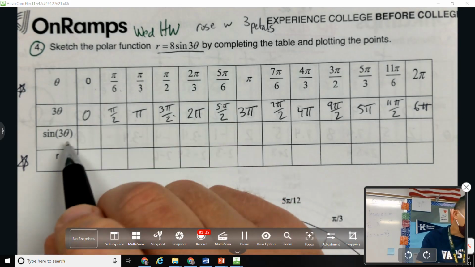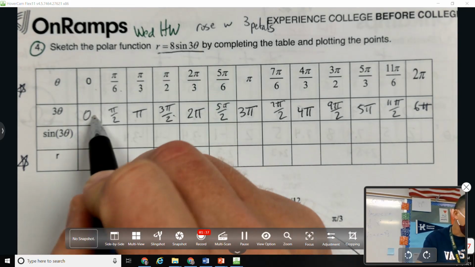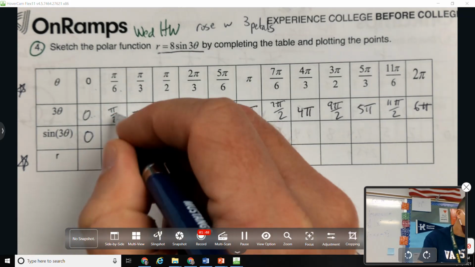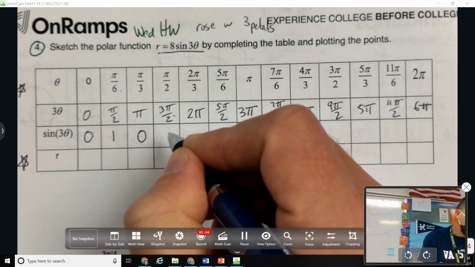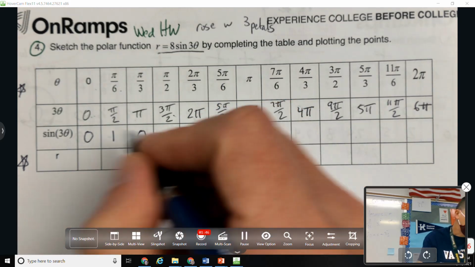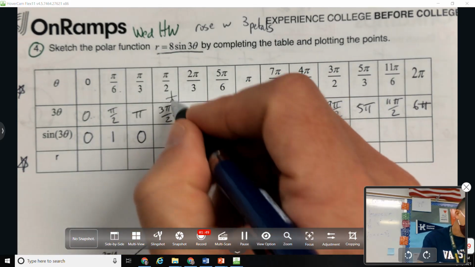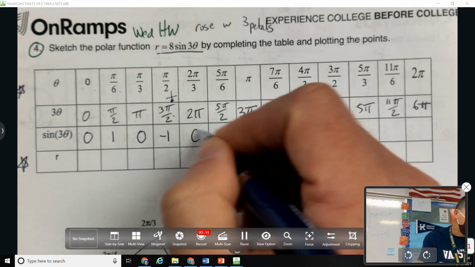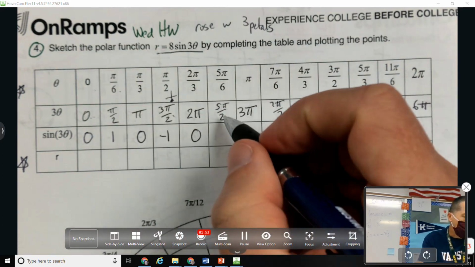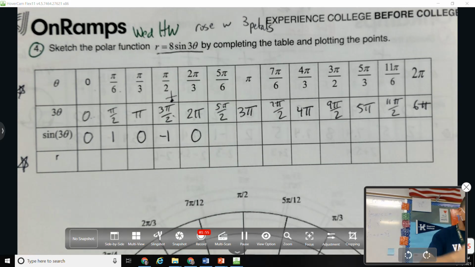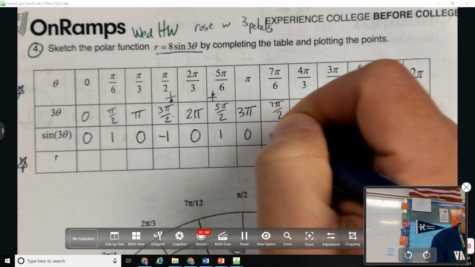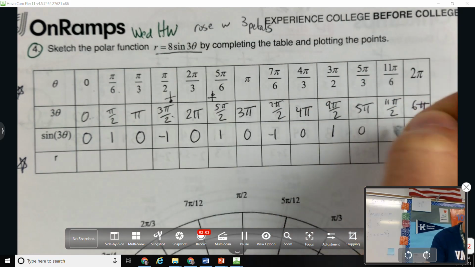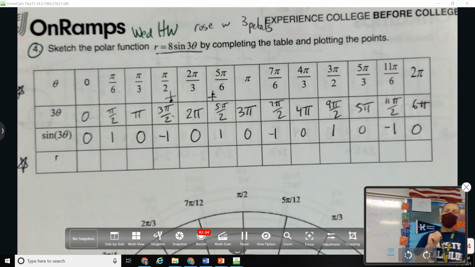All right, so now we want to do the sine of 3 theta. The sine of 0 is 0. Sine of pi over 2 is 1. Sine of pi is 0. Sine of 3 pi over 2 is negative 1. Sine of 2 pi is 0. 5 pi over 2, that's all the way around, and then pi over 2 more, so that's 1. I think I see the pattern here. It's all 1s and negative 1s, with zeros in between.